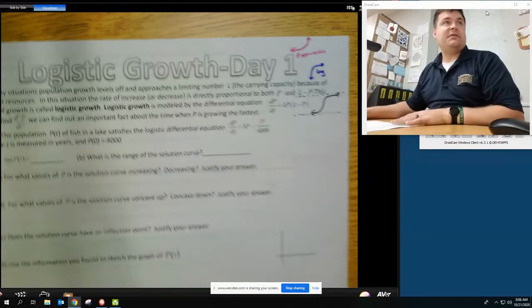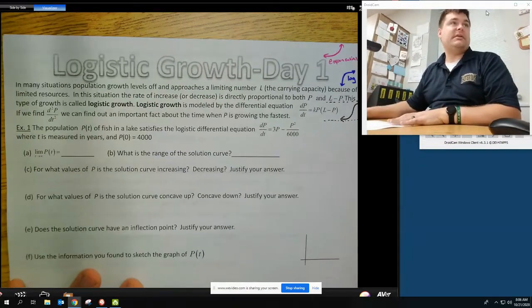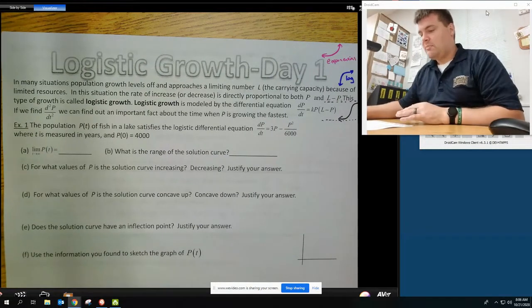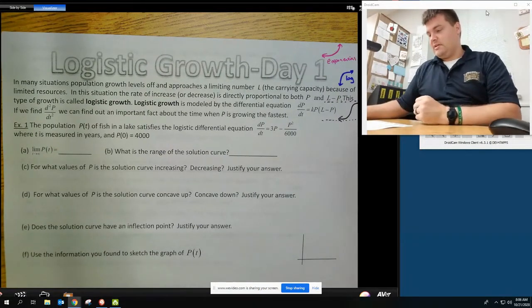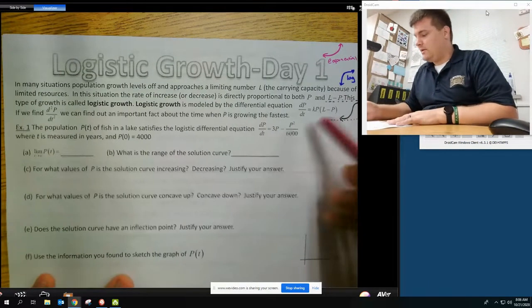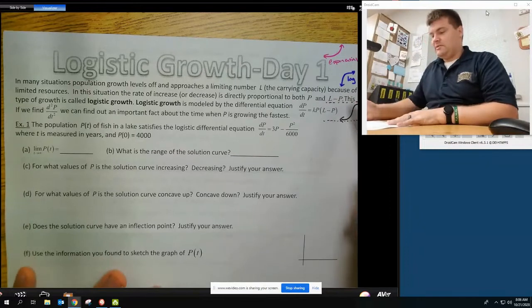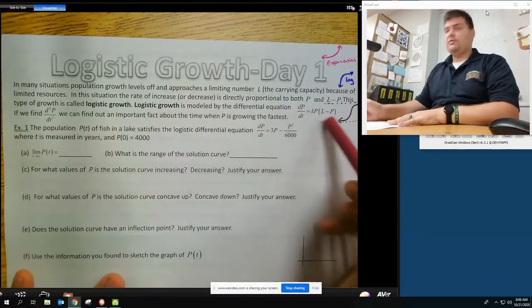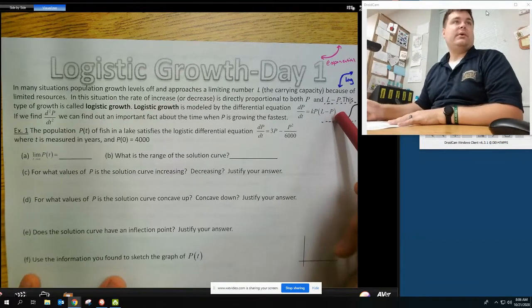I'm kind of reading here, but I talked through most of this already. In situations where population growth levels off and approaches a limiting number because of limited resources, and the rate of increase or decrease is directly proportional to both P and L minus P, this is called a logistic growth, and it's modeled by this differential equation. So logistic growth comes from this equation right here.